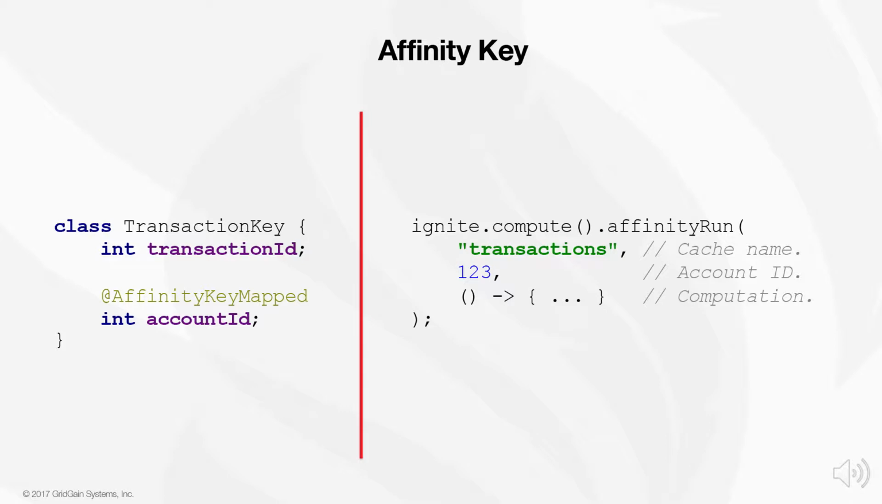So that's how it looks in code. In Ignite, we would basically create the transaction key class with two fields. The first one would be the actual transaction ID, which is our unique identifier of every transaction. And the second one would be the account ID. The account ID we want to use as the affinity key, so we mark it with the AffinityKeyMapped annotation. That's all you need to do here. Ignite will figure out everything by itself. It would use this annotation and use this field as the affinity key.